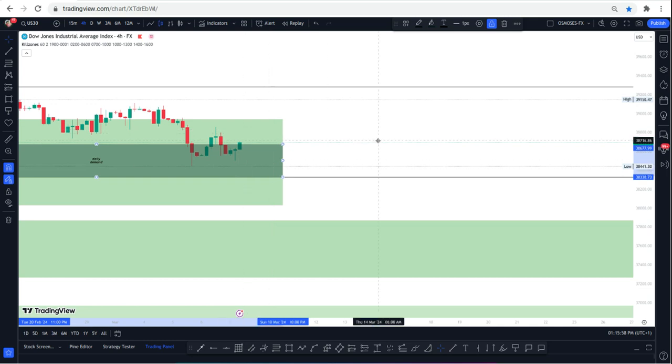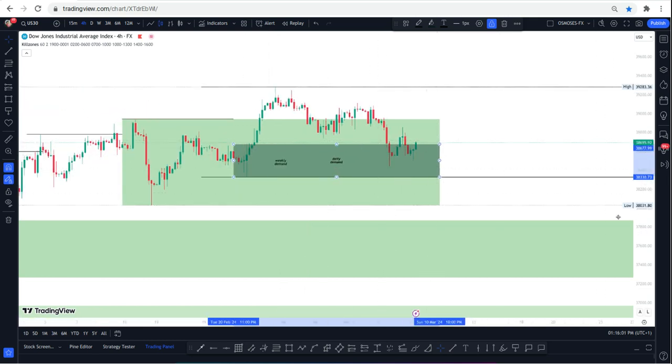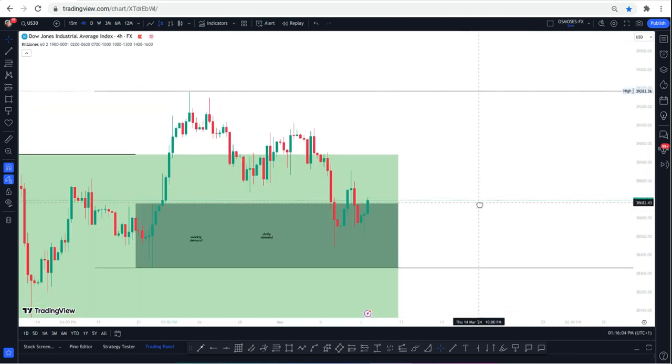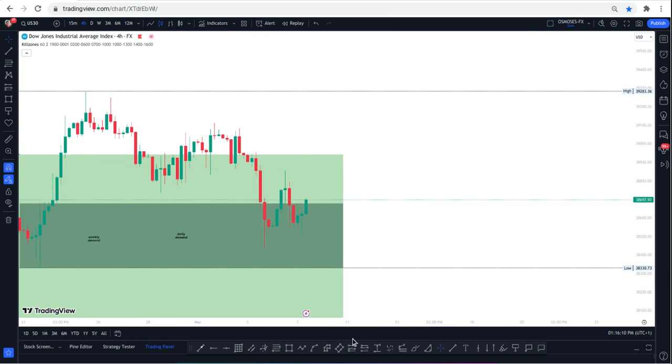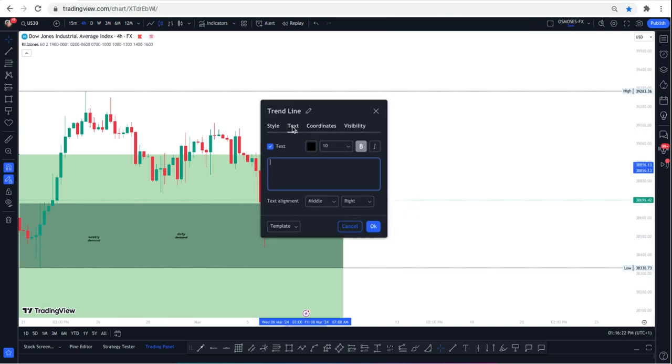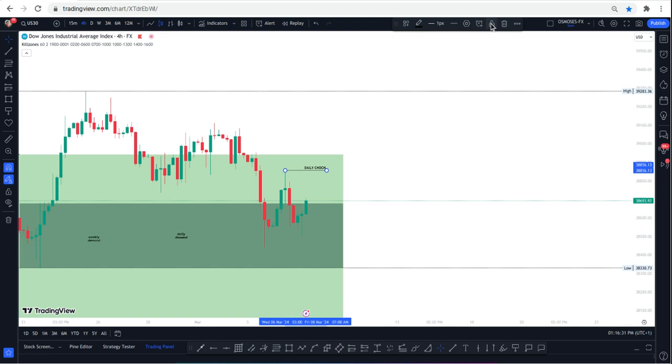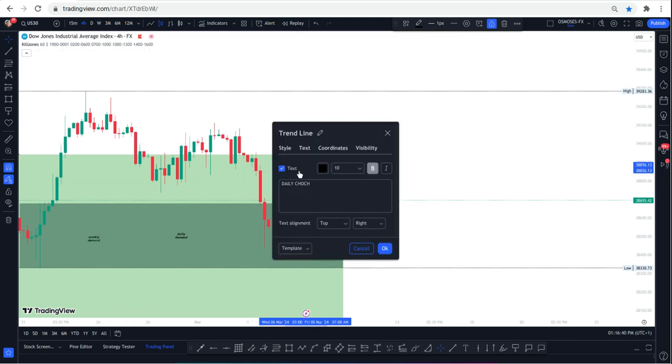So inside our daily zone, what am I expecting? If I want to take this high out, I have to have a change of character here first. I have a lockdown. So for my daily, this is the 4 hour.